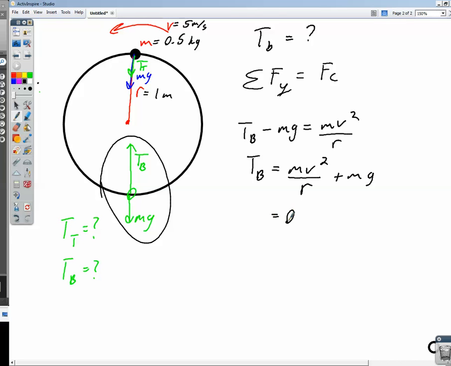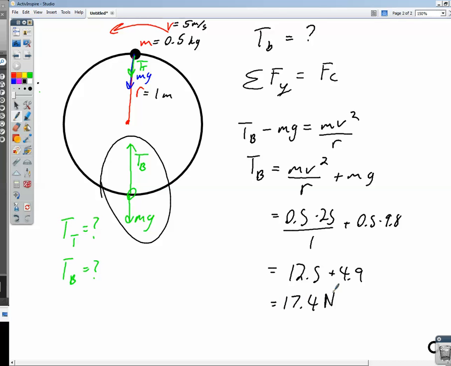Plugging in numbers, 0.5 times 25 divided by 1 plus 0.5 times 9.8. And same familiar numbers, we've got 12.5, this time plus 4.9. So 16, I'm going to try and do this one in my head. How about 17.4 newtons is equal to the tension at the bottom.